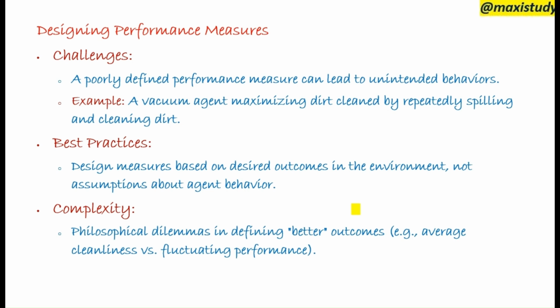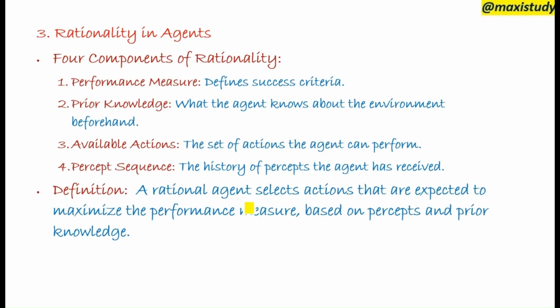What makes an agent rational? Four key factors come into play. The first one is the performance measure: what defines success? The second one is the agent's prior knowledge about the environment. The third one is the actions it can perform. And the fourth one is its percept sequence. The percept sequence is the history of what it has observed so far. A rational agent uses these four factors to choose actions that are expected to maximize its performance.